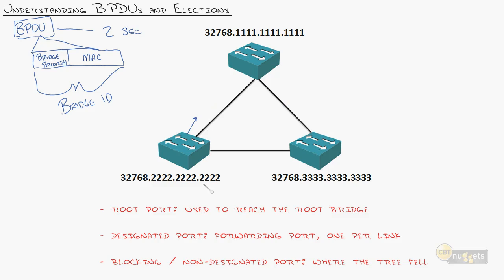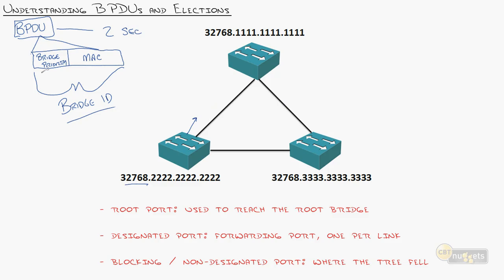So look at all these switches. What I've done is given you what bridge IDs look like. Now, this number right here, 32768, represents the priority. You might be like, why'd you pick that number? I didn't. It's the default.